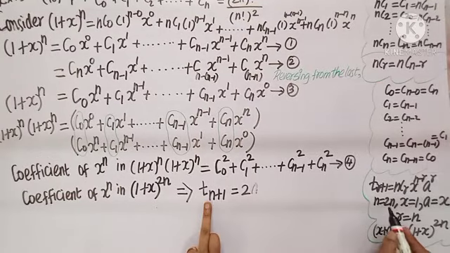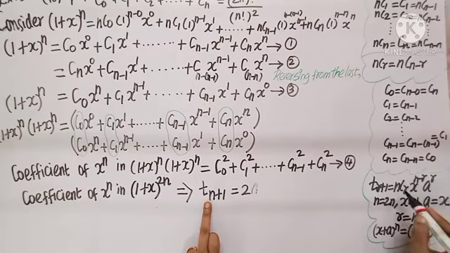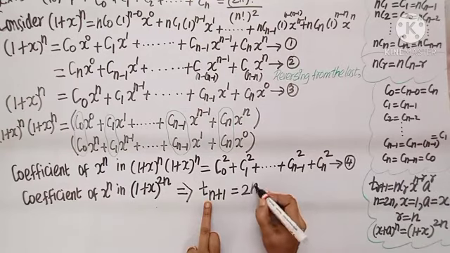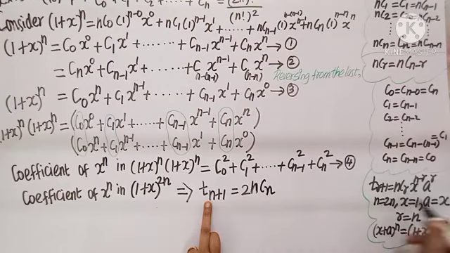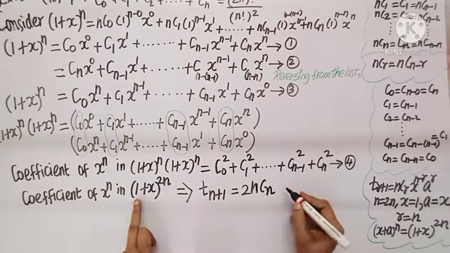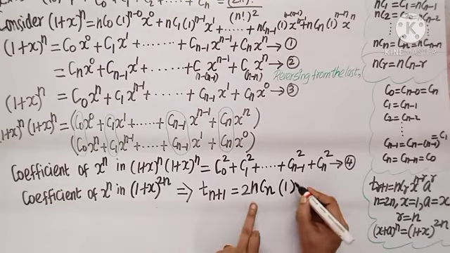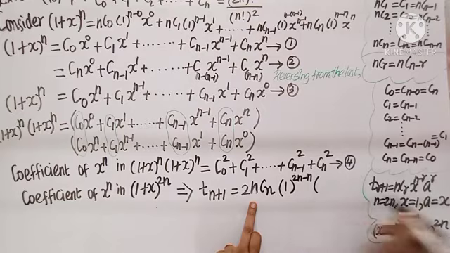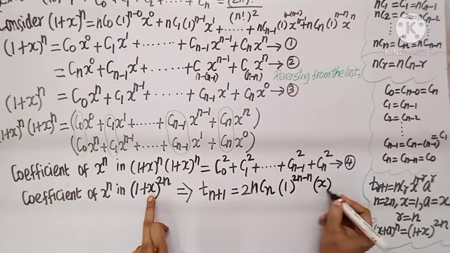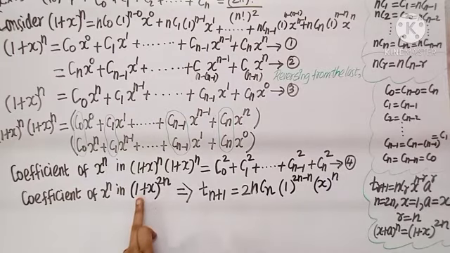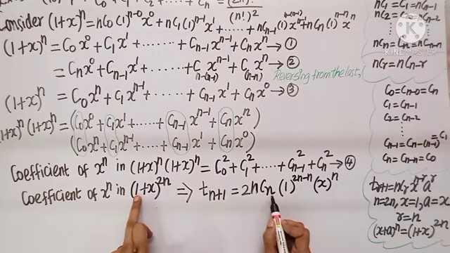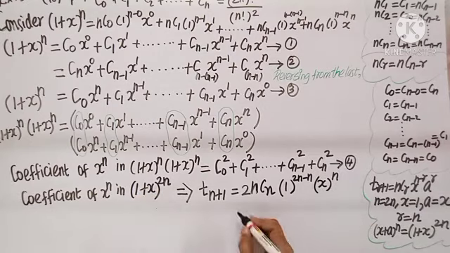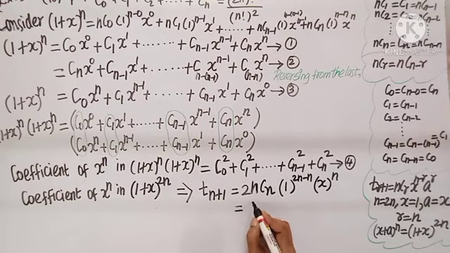As I write T(n+1) from here, nCr, that is 2nCr. Instead of r, I will write n. First term power n minus r, 1 power 2n minus n. Second term x^n. So we write from here 2nCn, first term power 2n minus n, second term power n. As we know, what is the nCr formula?